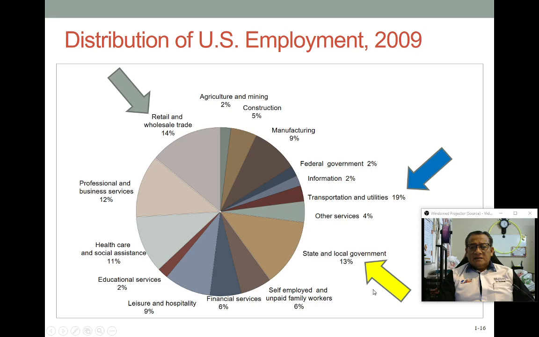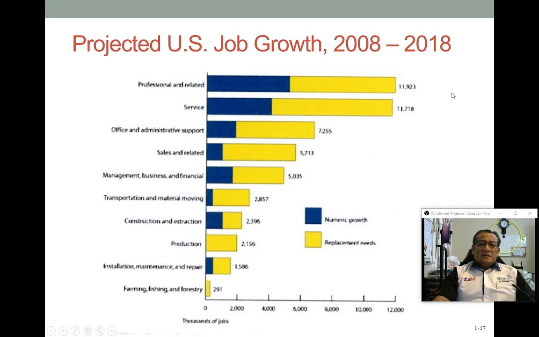And the third biggest, 13%, is related to government services or municipality-based jobs. So services contributed 13% of the jobs in the US 10 years ago, and I believe nowadays in 2020 this has grown quite significantly. If you take a look at the projected US job growth from 2008 to 2018 and most recently, we can sum up that professional and related jobs contribute the most. Secondly, the service sector, for example logistics, banking, airlines. These are the two biggest contributors of projected job growth in the United States.